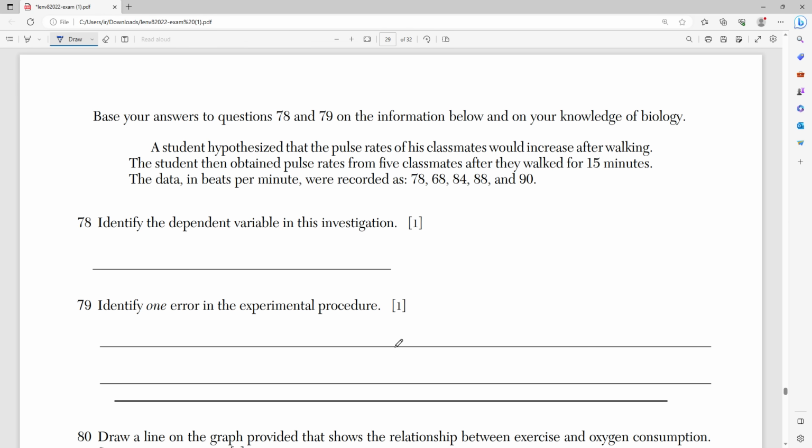So 78 and 79 are based on the information and knowledge of biology. A student hypothesized that the pulse rates of his classmates would increase after walking. The student then obtained pulse rates from 5 classmates as they walked for 15 minutes, right? So the data in beats per minute were recorded as 78, 68, 84, 88, and 90. Identify the dependent variable investigated in this investigation, right? The dependent variable is the thing that changes, or usually the thing that you're testing for, right? So that would be the heart rate.